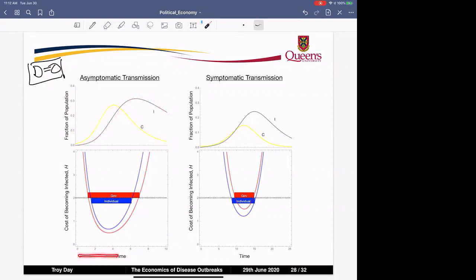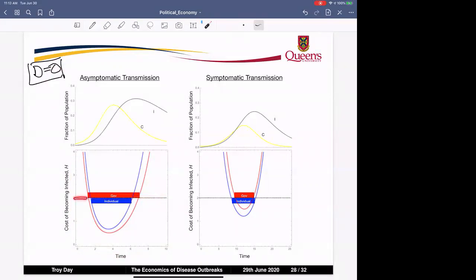On the bottom, this is again time, just like on the top plot, but this is now the cost to an individual of becoming infected, that H quantity. And so for this plot up here, I've set that cost at 2. So you can imagine, the way to read this is you trace through time for a particular H value, what you're going to expect to happen. So I'm tracing through time there.